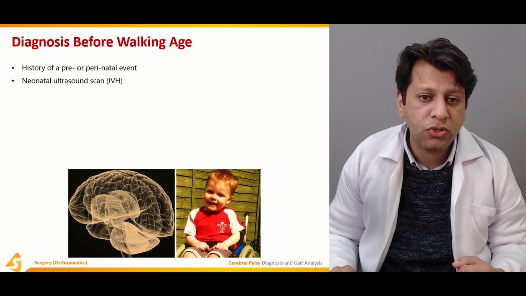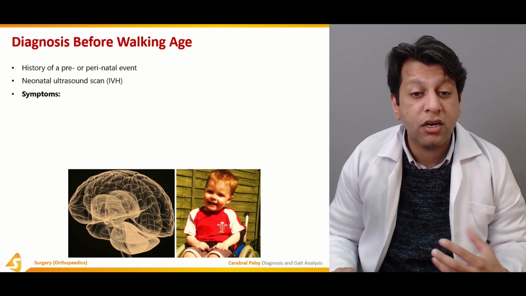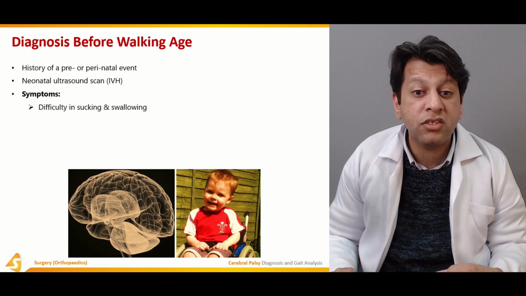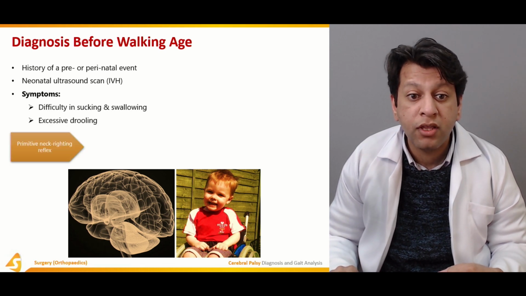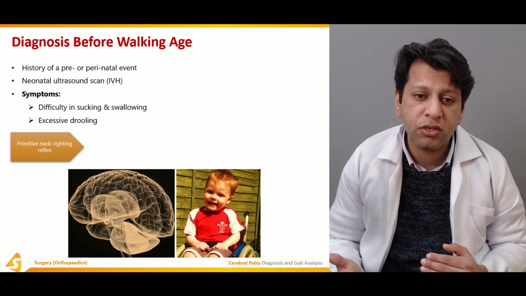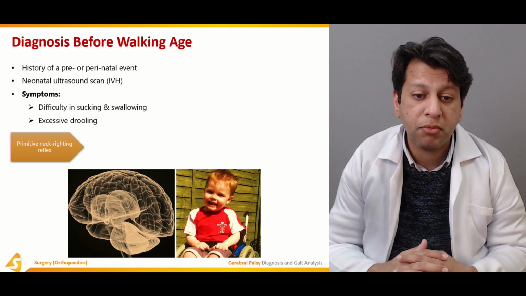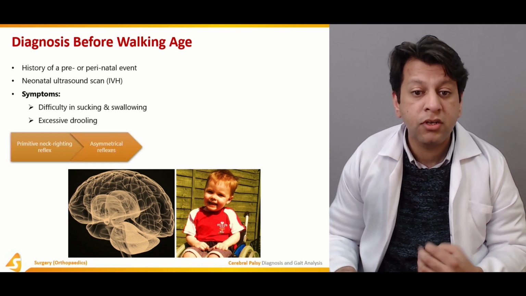Usually a neonatal ultrasound scan can be done to assess whether the pyramidal tract is intact or not. Other symptoms include difficulty in suckling and swallowing, and excessive drooling in these children. Then there may be other reflexes present as well. Usually they disappear by 6 to 8 months, but they may be present, like the primitive neck righting reflex.